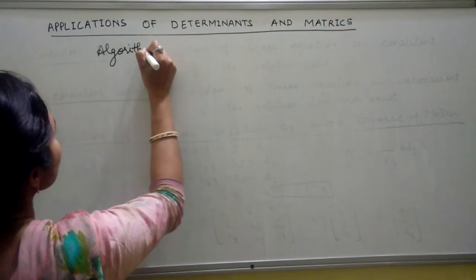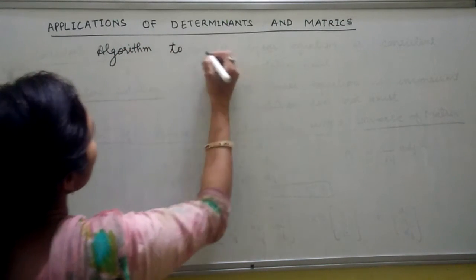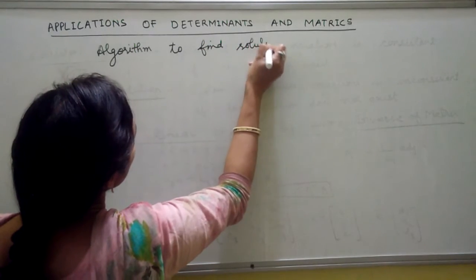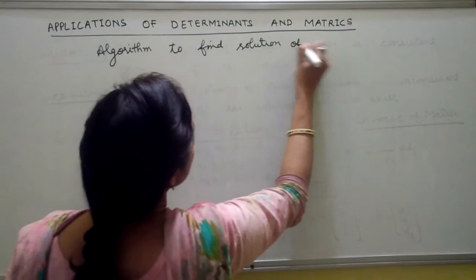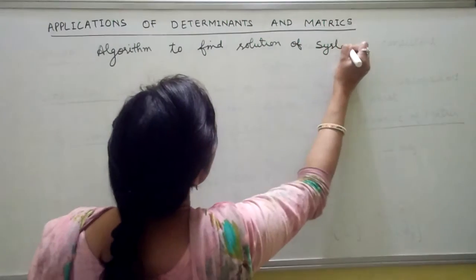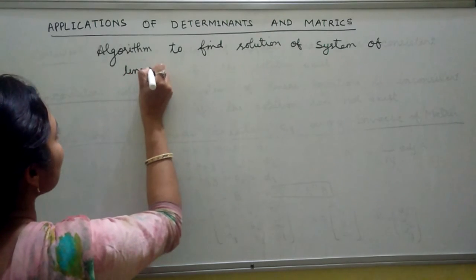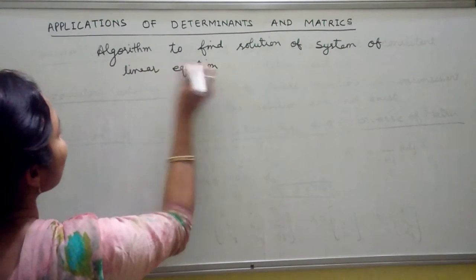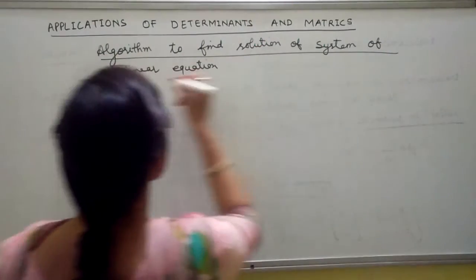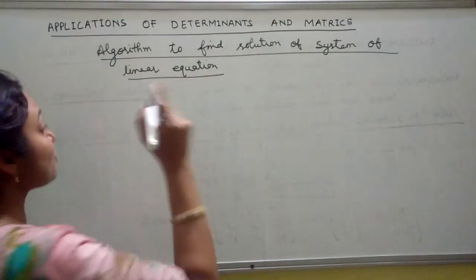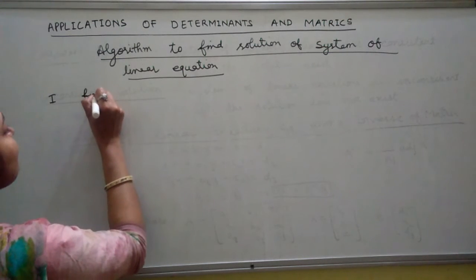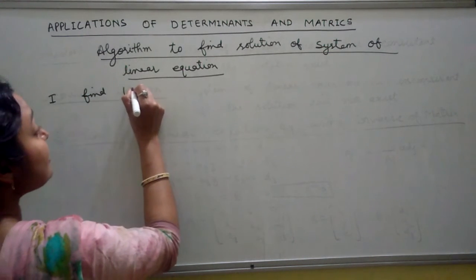Algorithm to find solution of system of linear equations. System of linear equations. Okay. So very easy concept, very easy. Algorithm means the method. First of all, first step, find A determinant.